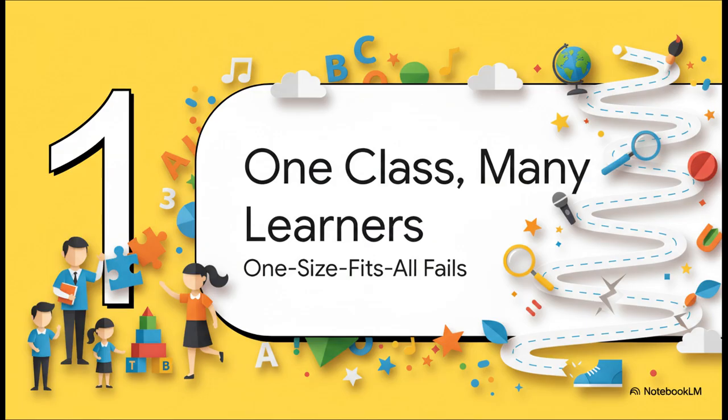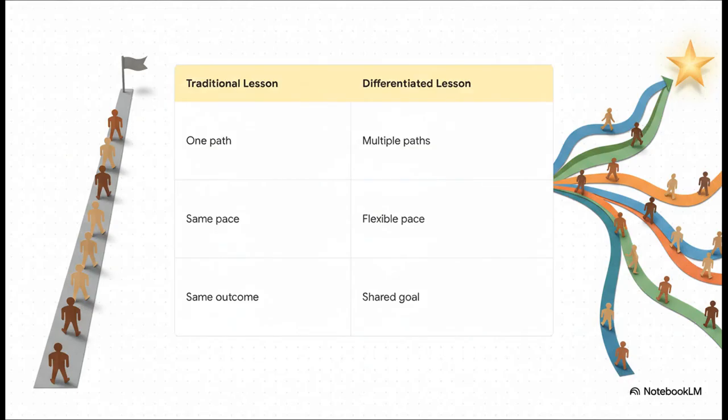So that old one-size-fits-all method, it's not just a little inefficient. It's pretty much guaranteed to leave some students totally lost while boring others to tears. Just look at the difference here. A traditional lesson is like a single file line. One path, everyone marches at the same speed, and everyone's expected to end up in the exact same place. But a differentiated lesson? Oh, that's a whole different world. You've got multiple paths, the pace is flexible, but here's the key: everyone is working toward the same shared goal.